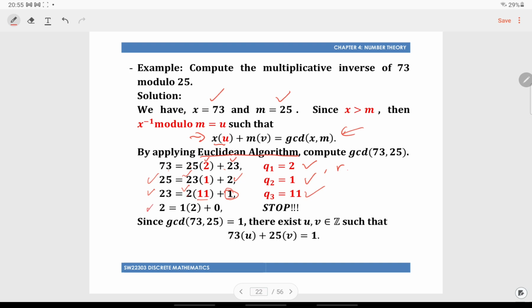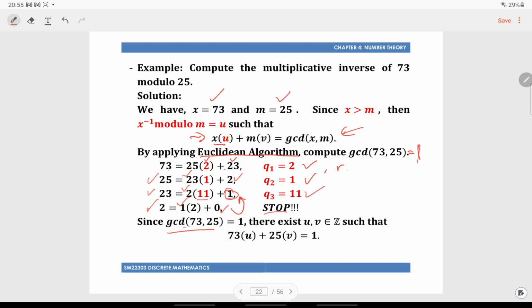So we take 2 as the new dividend, 1 as the new divisor. This time the remainder equals 0, then we stop. Okay, so clearly the GCD equals 1, because the earlier remainder before 0 equals 1. So GCD equals 1.